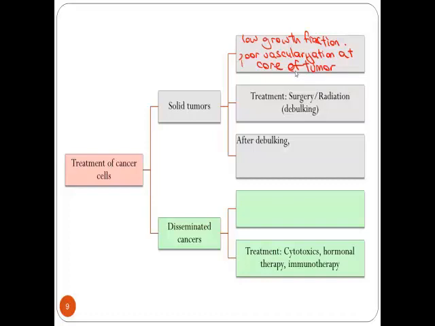So what happens is that surgery or radiation is used to get rid of the bulk of the solid tumor, and this is called a debulking procedure. And then after debulking, the remainder of the cells enter the G1 phase and can respond to chemotherapy.